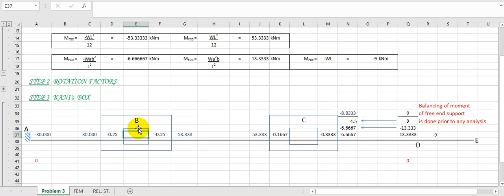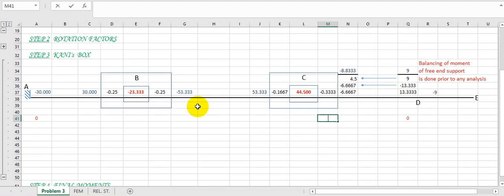Now to fill in the boxes, we just have to sum up the fixed end moments which are adjacent to the box. What I've done here is minus 53.333 plus 30, and whatever answer you get, you write it in between, at the center of the box. That is the summing up of the moments. Again here we do the same thing: minus 8.833 plus 53.333. This is my summation of moments.